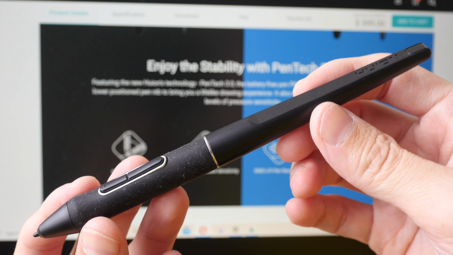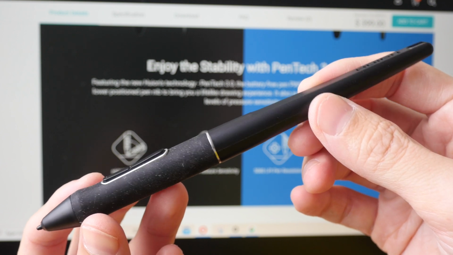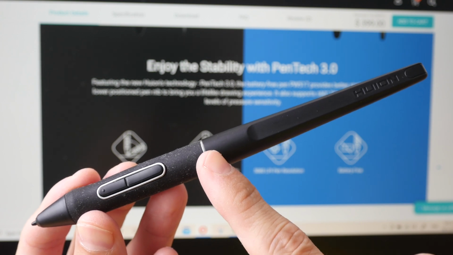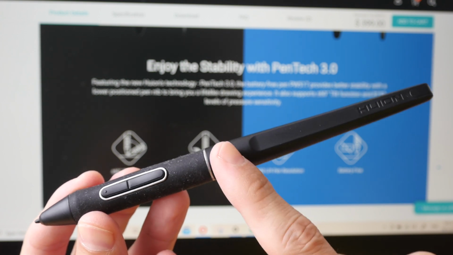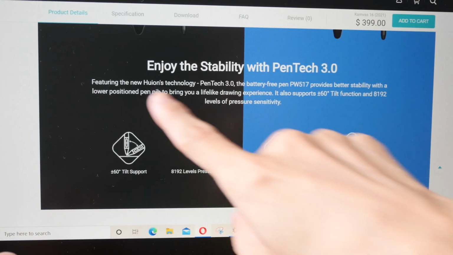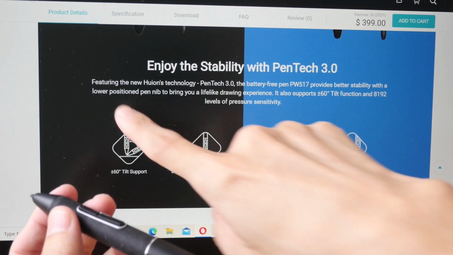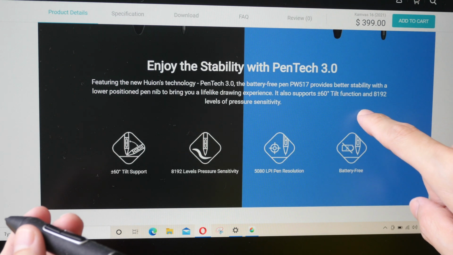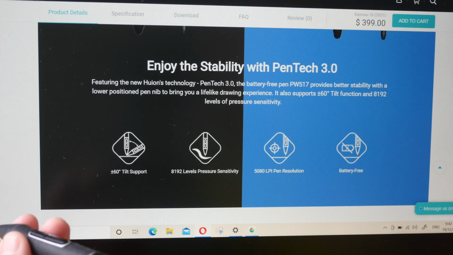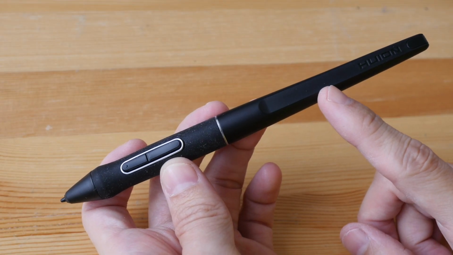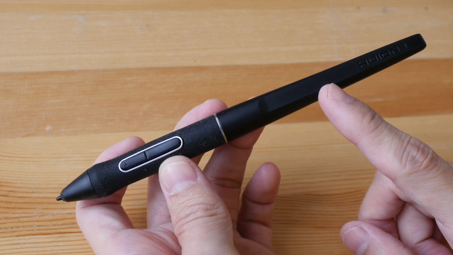Hi everyone, in this video I'm going to show you the performance of this new pen from Huion. This is the Huion PW517 that uses PenTech 3. On their website they say that this pen has a lower positioned pen nib, supports tilt sensitivity as well as up to slightly over 8000 levels of pressure sensitivity. This pen is included with selected pen displays and pen tablets released by Huion in 2020.